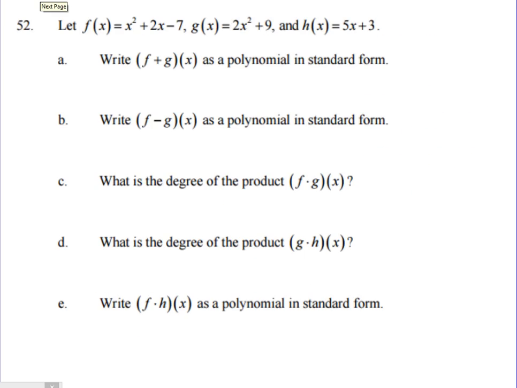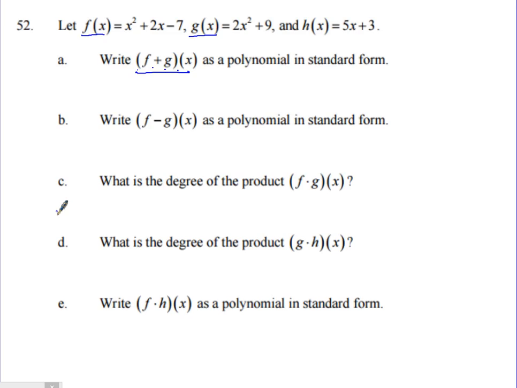Now it's asking, let f be that and g be that, h be that. We want to write (f plus g) of x as a polynomial in standard form. So this doesn't say times another x. This is f of x, this is g of x, this is (f plus g) of x. It's just the way we write the notation in function notation.